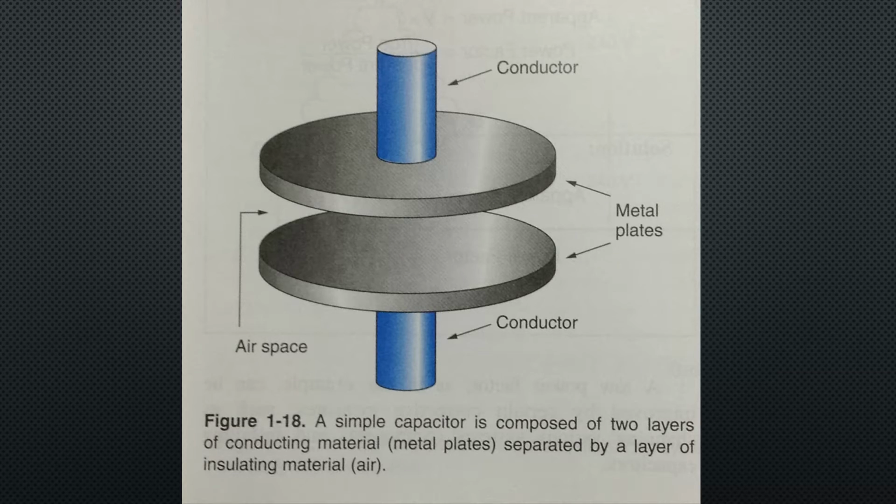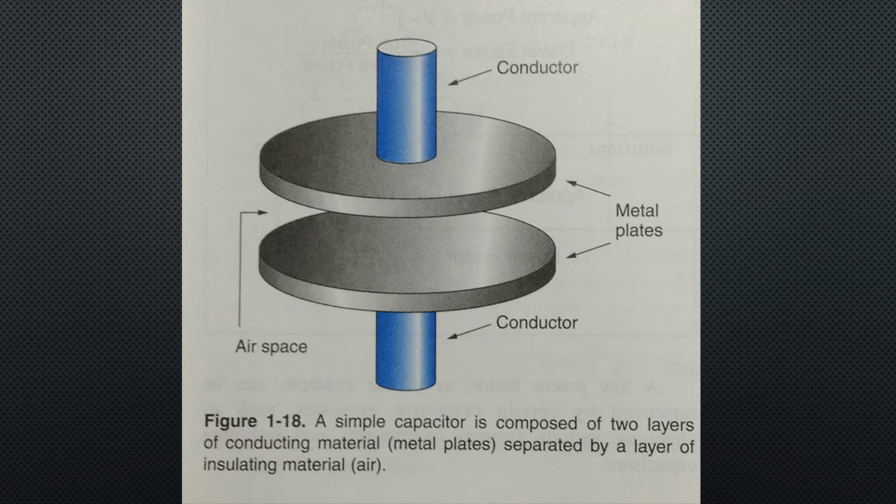In a purely capacitive AC circuit without any inductance or resistance, the current will lead the voltage by 90 degrees. Again, in a purely capacitive AC circuit without inductance or resistance, the current will lead the voltage by 90 degrees, or by a quarter of a cycle.